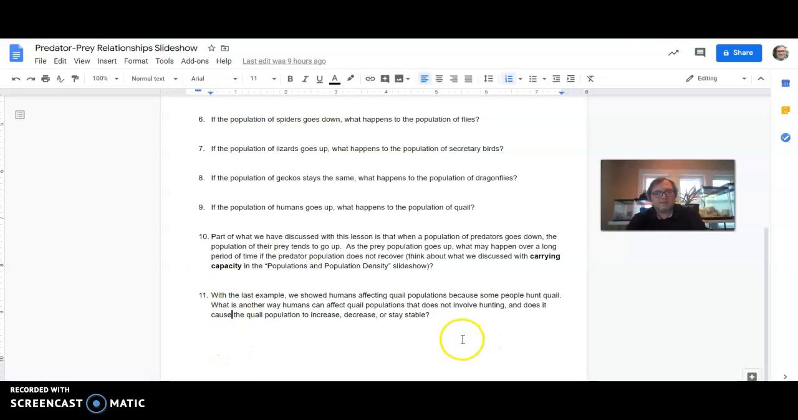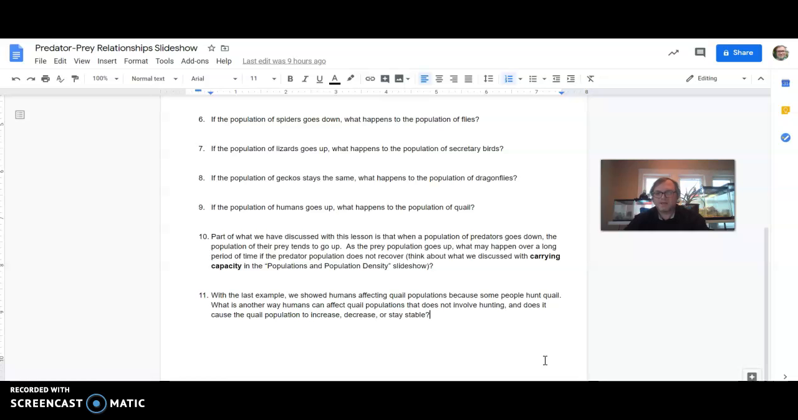And then here with 11, with the last example, we showed humans affecting quail populations because some people hunt quail. What is another way humans can affect quail populations that does not involve hunting? And does it cause quail populations to increase, decrease, or stay stable? So again, think about our relationship with birds like quail. Again, if you're not out in the country, maybe you haven't messed too much with quail.